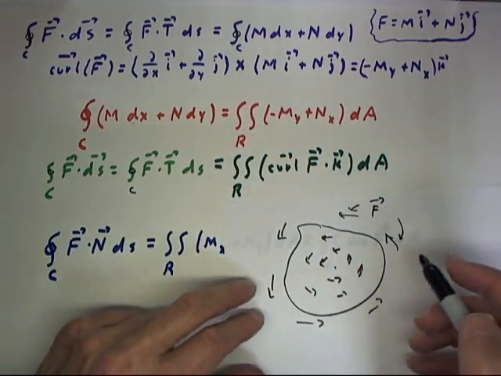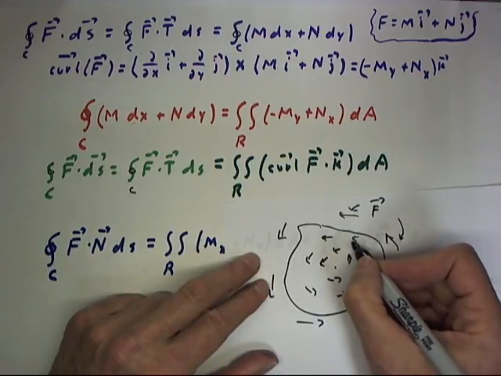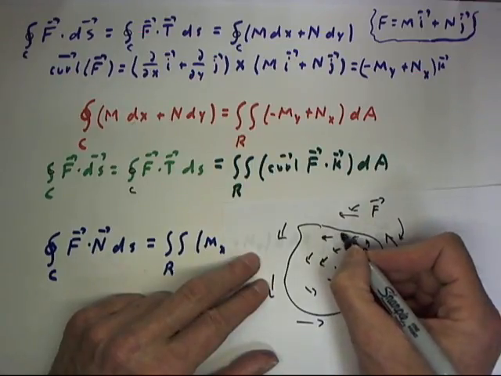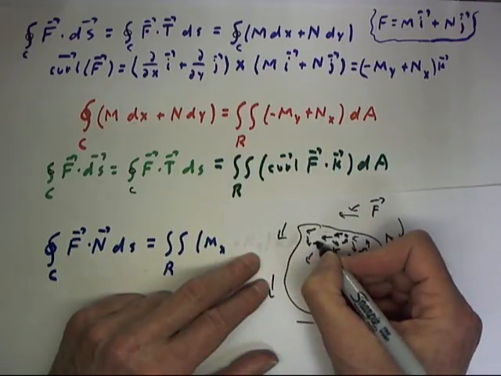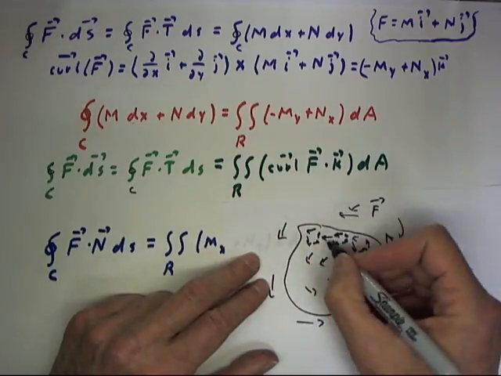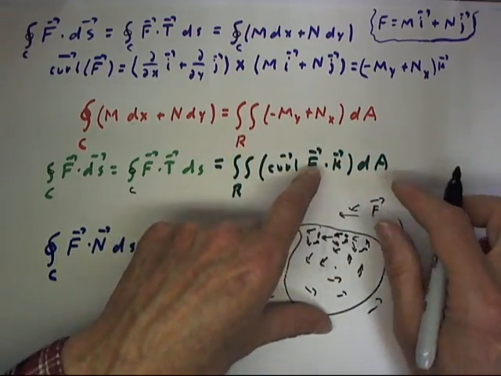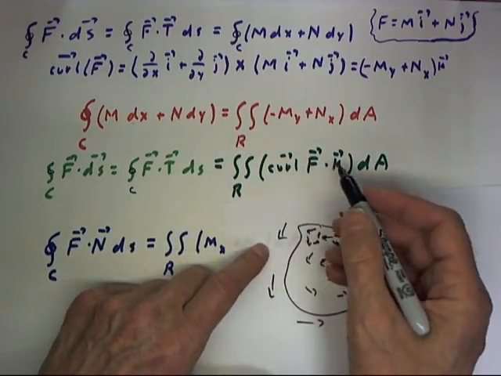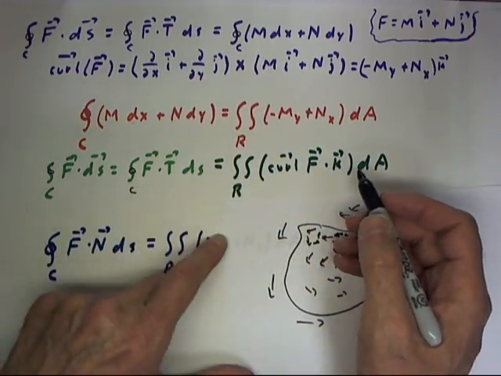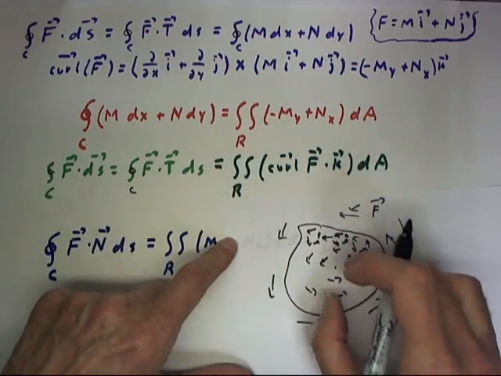The curl being a measure of rotation. And if we have a bunch of little rotations within the region, all going in the same direction, then we're going to have a net curl to integrate over the region, and that's again going to give us a result that's consistent with the interpretation of the integral around the curve and the integral of the curl over the region.